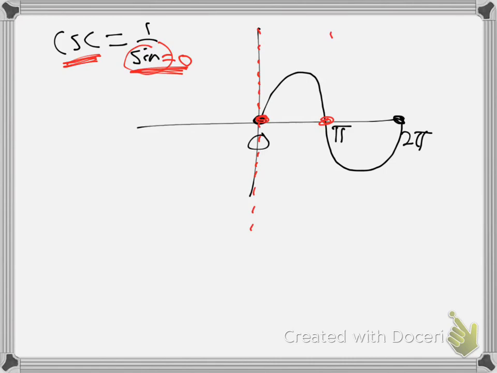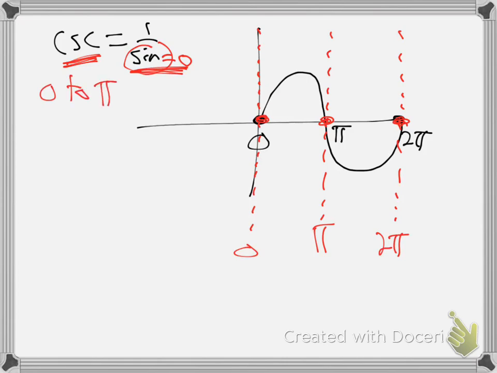Sine hits 0 here, so put a vertical. Sine hits 0 here, so put a vertical. Sine hits 0 here, so put a vertical. At 0, pi, and 2 pi. So it's just like I was telling you, right? The two cofunctions, their first verticals are between 0 and pi, just like cotan. 0 to pi for cosecant and cotan, both the cos. The first two verticals are 0 to pi. For both the non-cos, tangent and secant, it's negative pi over 2 to positive pi over 2.